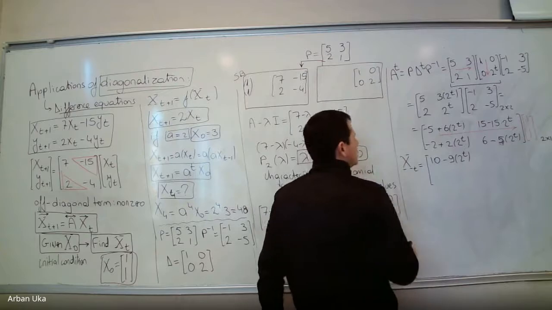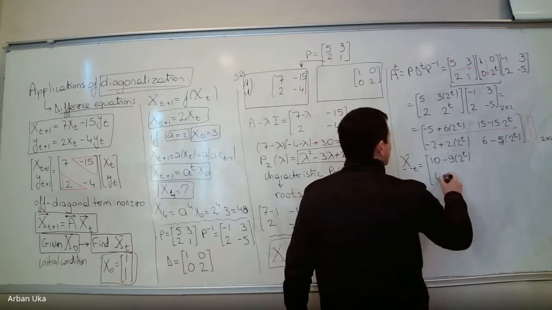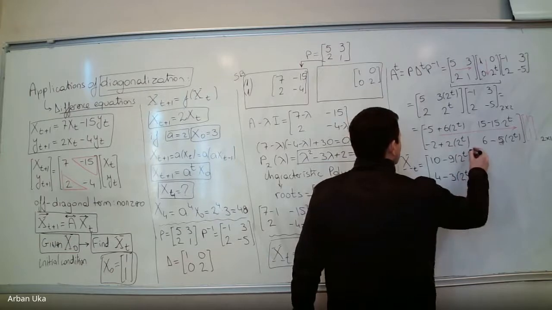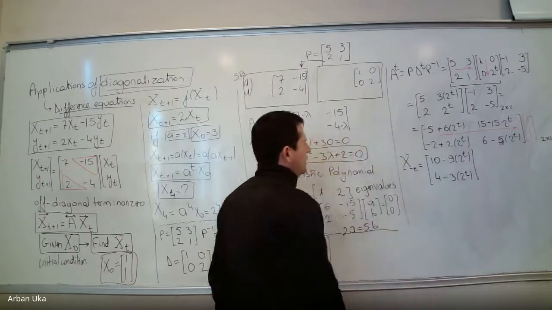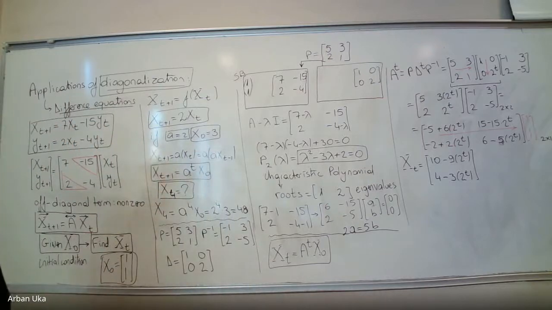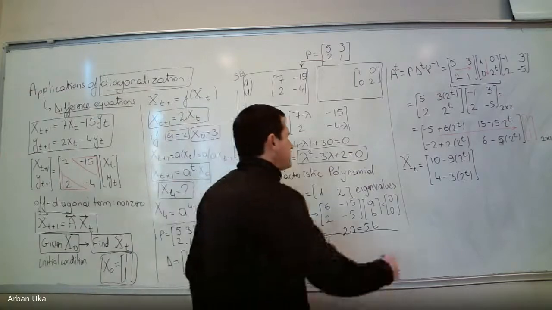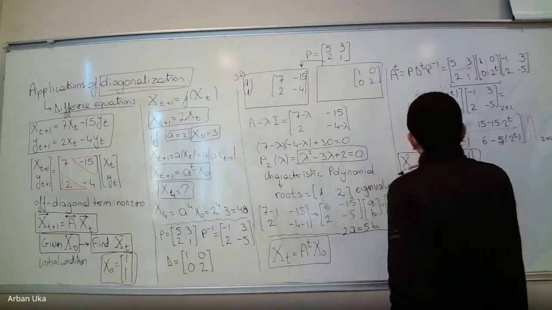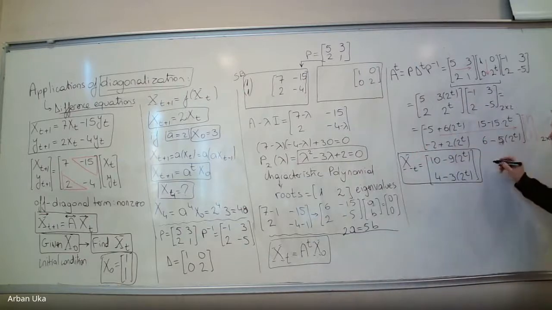This is the first number, and the other number is 4 minus 3 times 2 to the power t. Okay? So this is the answer, the general solution of our problem. Now, we can try to determine what is x4. What was this value x at 4?